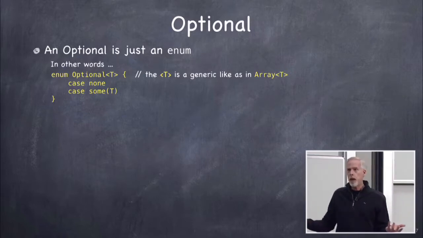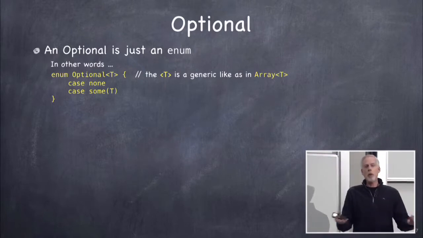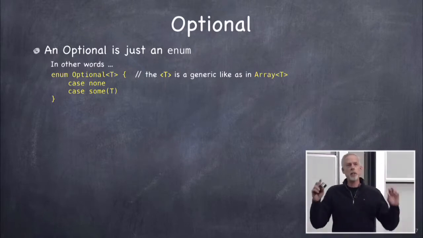And when it's in the some case, look, parentheses T, you know what that is from the calculator demo. That's an associated value. Okay, just like when we had operation in calculator, it has associated values, like unary operation had an associated value of a function, and constant had an associated value of the constant's value. Same thing here, optional. In the some case, the set case, it just has an associated value, and it's whatever type the optional is. So if this is an optional string, that would be a string.